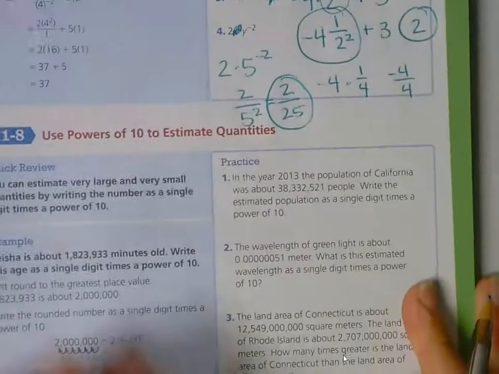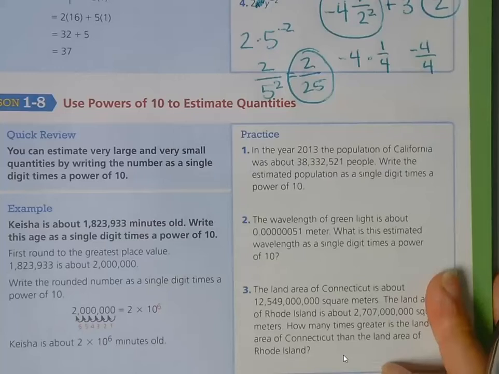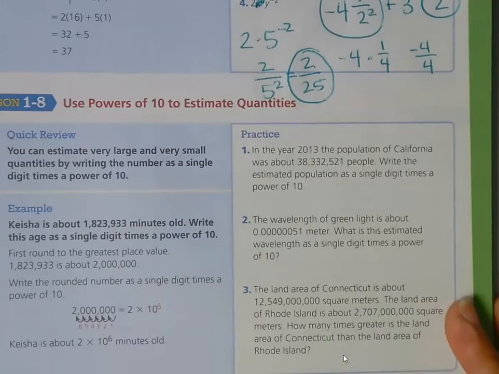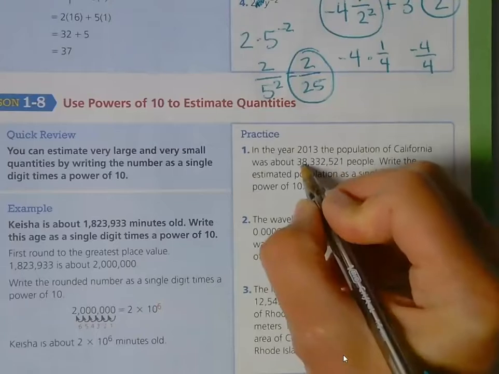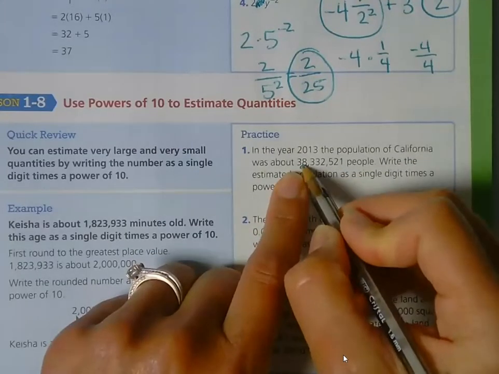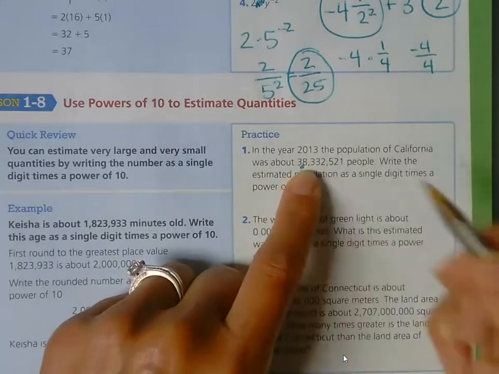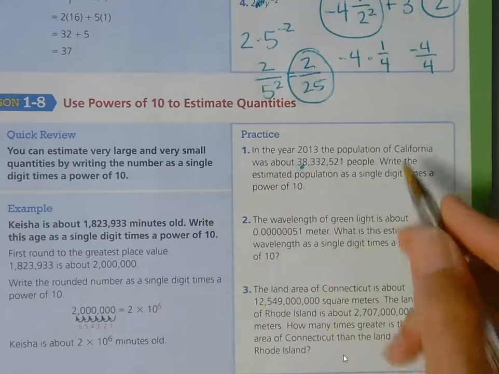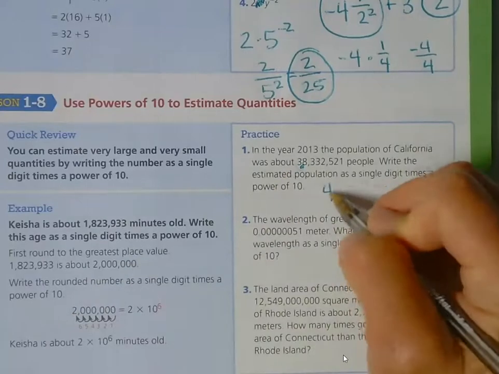Then we learned about scientific notation. Scientific notation is a number times a power of 10. In the 1/8, we rounded to a single digit. So for all of these, you just need to round it to the first single digit. So I put the decimal after the number that's not a 0. So I have 3.8. So you have to think about, is that closer to 3 or closer to 4? It's closer to 4, so I'm going to put 4.